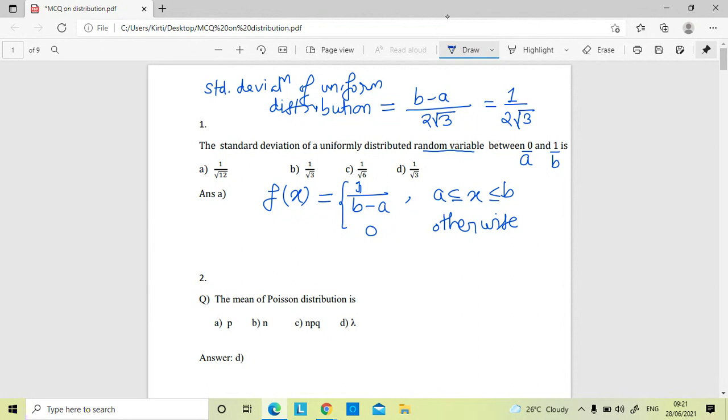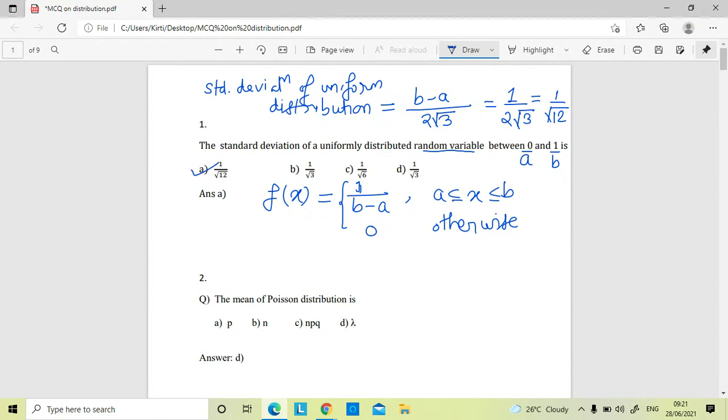But we don't find this option here, right? So we will fit it into the options. We can write 1 by 2 root 3, take this 2 inside. When the 2 goes inside, it becomes 4. 4 into 3 is 12. So we have 1 by root 12. That is option number A.